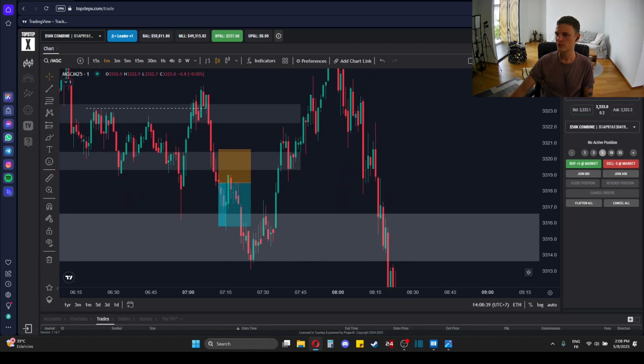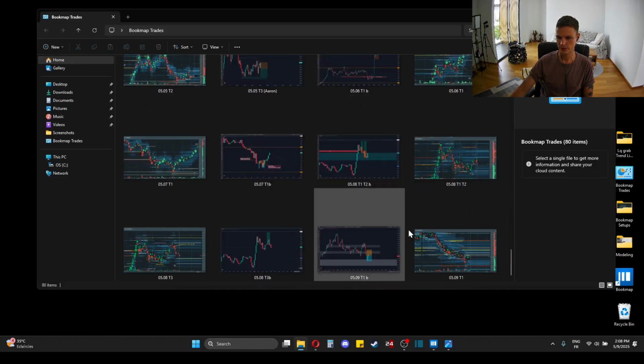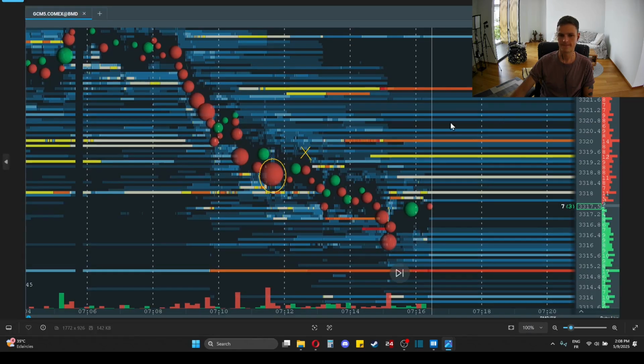Okay, so let me show you what that looked like on Bookmap. I think I have the screenshot here. Yeah, that's it. I don't have what happened at the top. That's unfortunate because I could have shown you the absorption and what happened at the liquidity grab. But just imagine basically big green dots being absorbed and then some red dots entering.